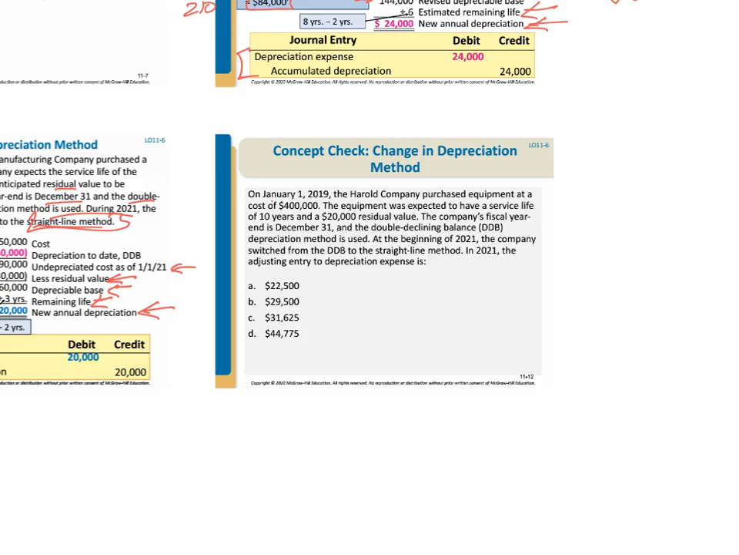Okay, this problem states on January 1st, 2019, Harrow Company purchased equipment at a cost of $400,000. The equipment was expected to have a service life of 10 years with a $20,000 residual value. The company's fiscal year end is December 31st. The double declining balance method was used until the beginning of 21. The company switched from double declining balance to straight line. In 2021, what would be the adjusting journal entry for depreciation expense?